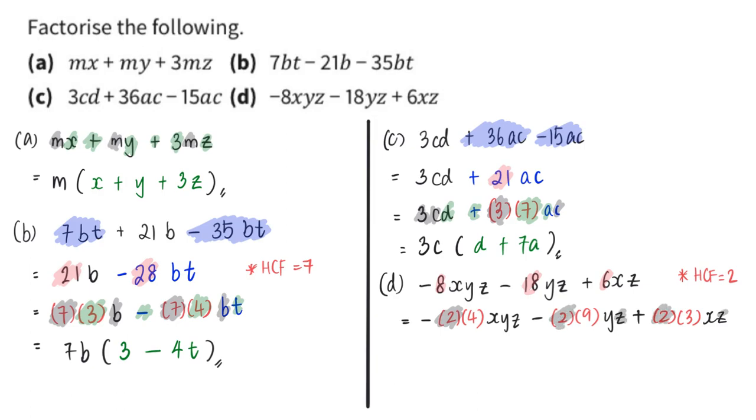And there's a common variable as the common factor as well, which is z. So I'm going to take out 2z as the common factor. I'm left with negative 4xy minus 9y plus 3x, and that concludes this question. Let's move on to the next question.